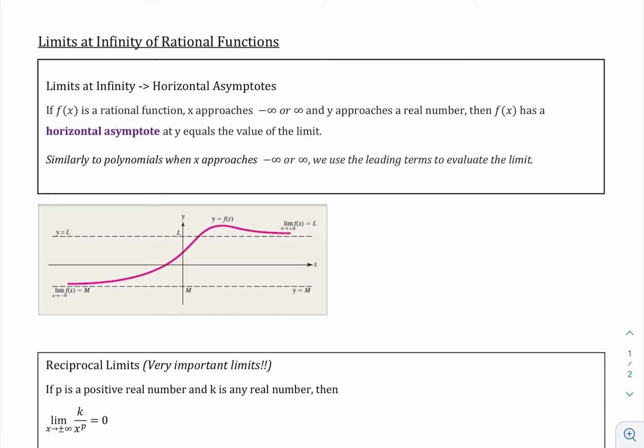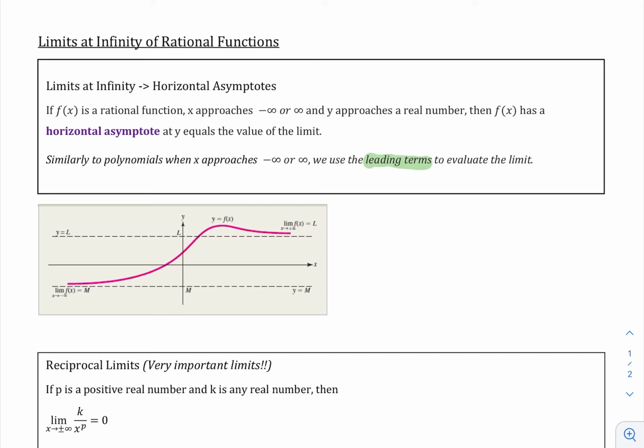So if f of x is a rational function, which is a polynomial divided by another polynomial, x is approaching positive or negative infinity, and y is approaching a real number, so that wouldn't be positive or negative infinity, then f of x has a horizontal asymptote at y equals the value of the limit. As x is getting really large or really small, the y's are approaching a certain value. So similarly to polynomials, when x approaches negative or positive infinity, we use the leading term. If you're trying to find the values algebraically, we're going to use the leading term.